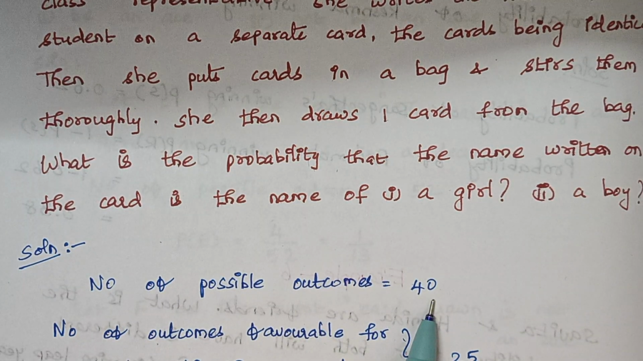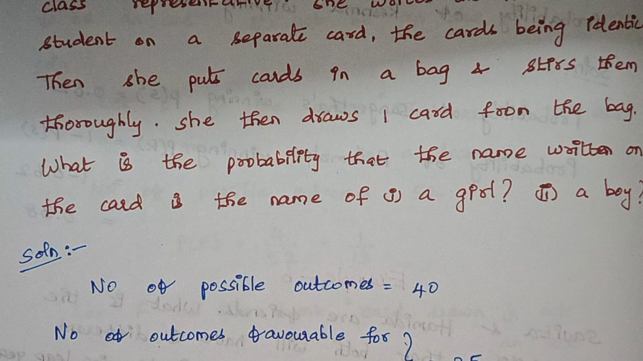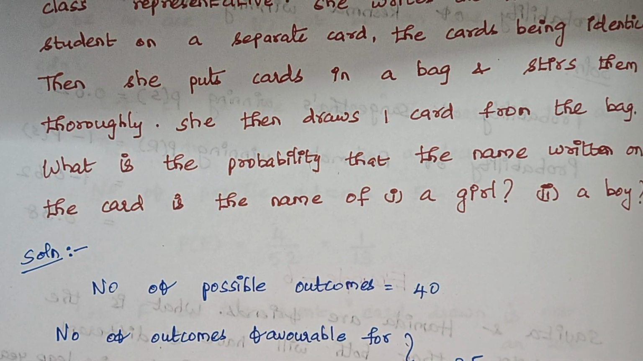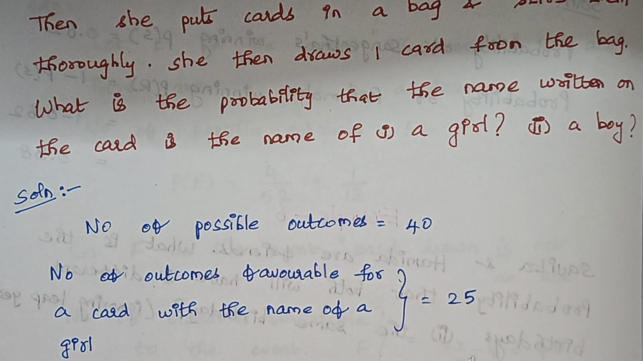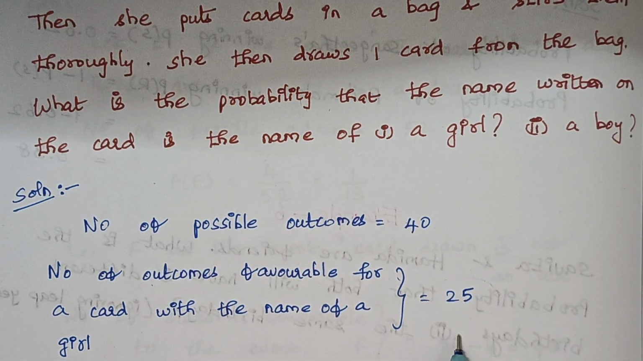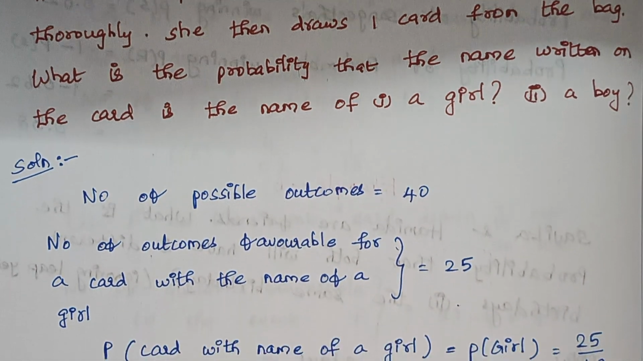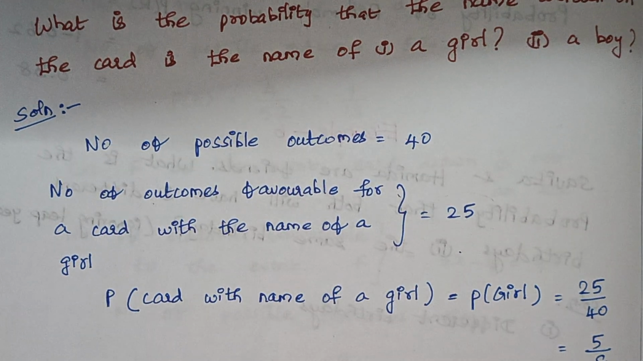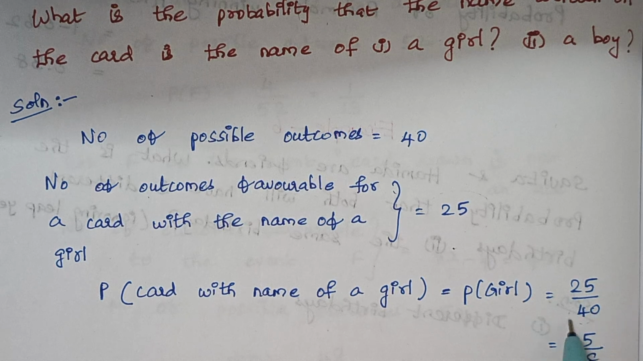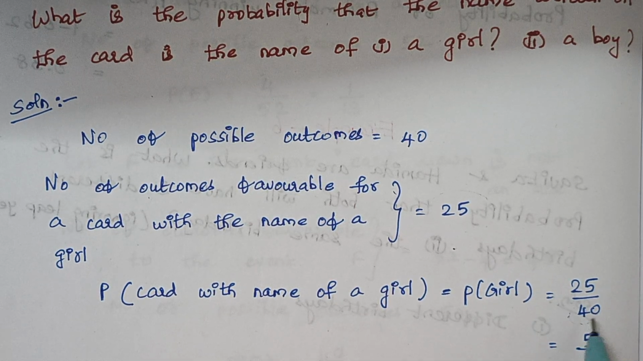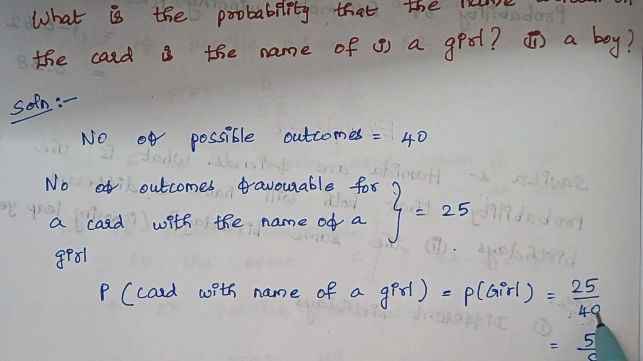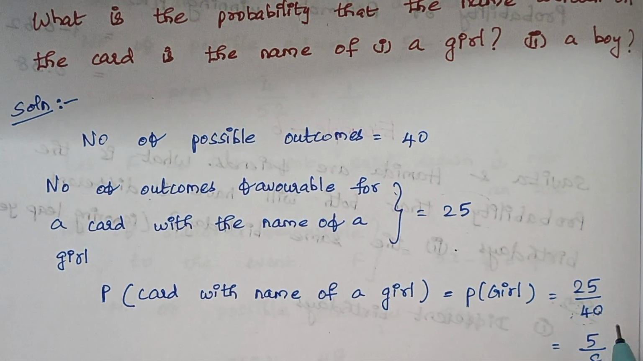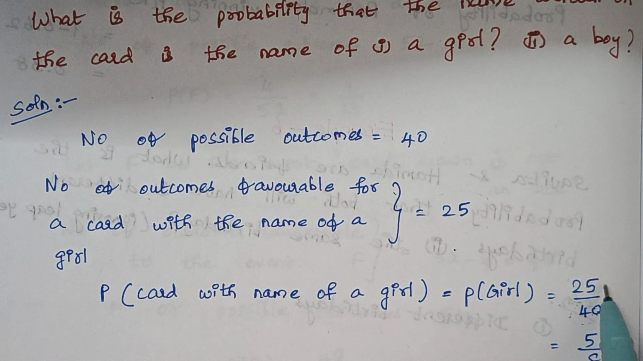Here totally we have 40 students. First we are finding the probability of selecting the name of a girl. How many girls are there totally? There are 25 girls. So the probability of selecting a card with a girl's name is, out of 40, totally we are having 40 cards. Each card is holding the name of a student in the class, out of which 25 students are girls.